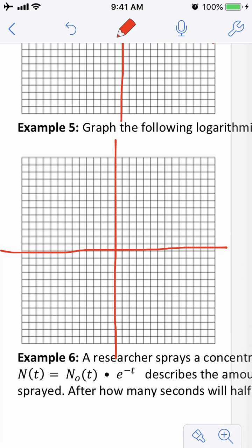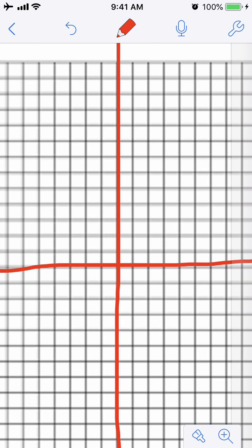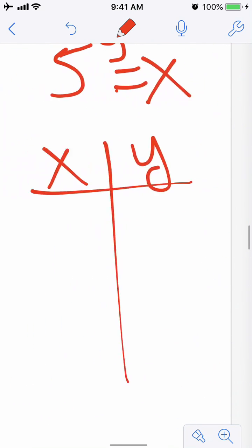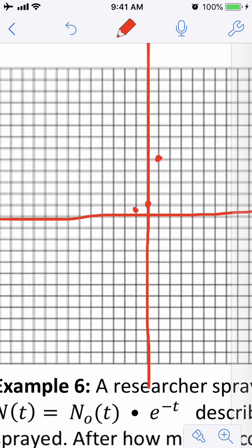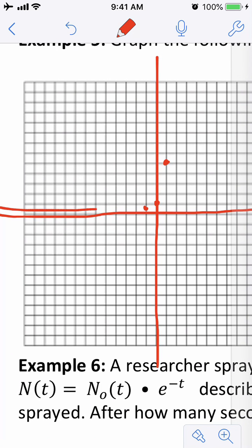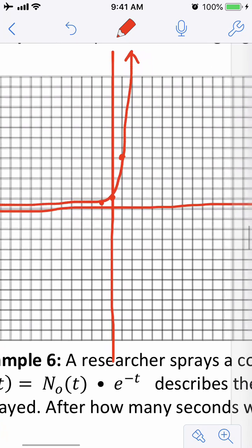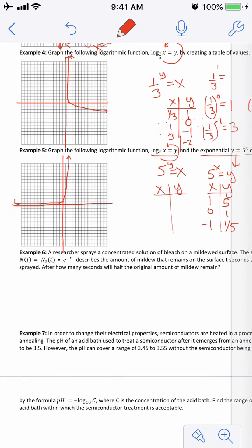Okay, so 5 to the first, so I chose the x's this time, right? So I have 1, 5, 0, 1, so out 1, up 5, 0, 1, and back 1/5. Okay, so I have this exponential. And I was careful. That is the order with which it appears, right? 1, 5, 0, 1, negative 1, 1/5. This isn't a logarithm yet. We're doing the exponential first.